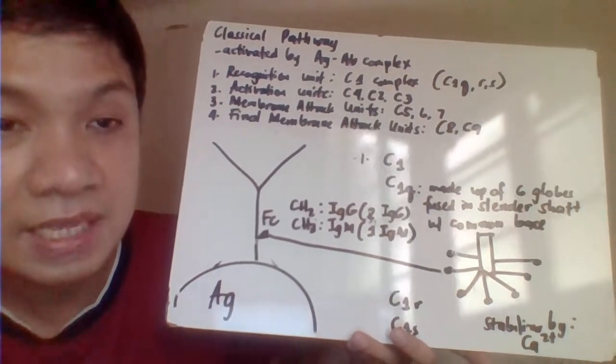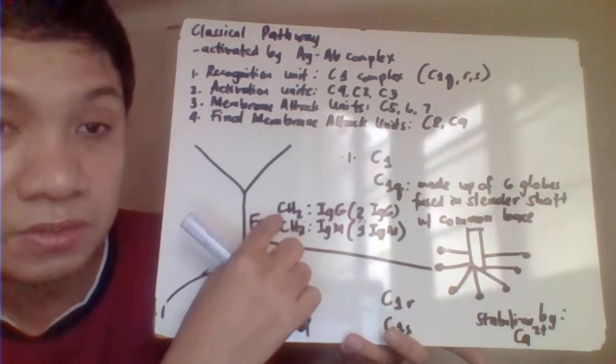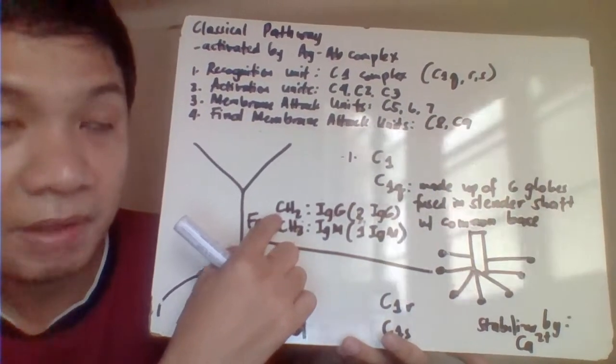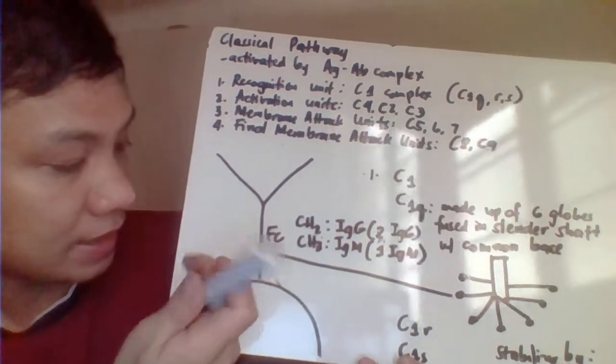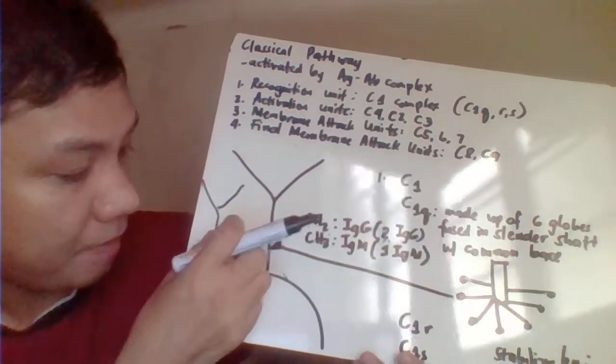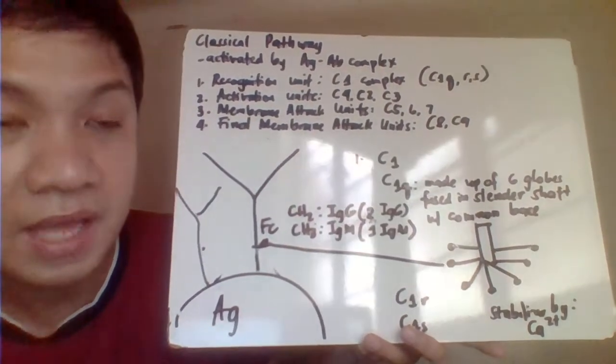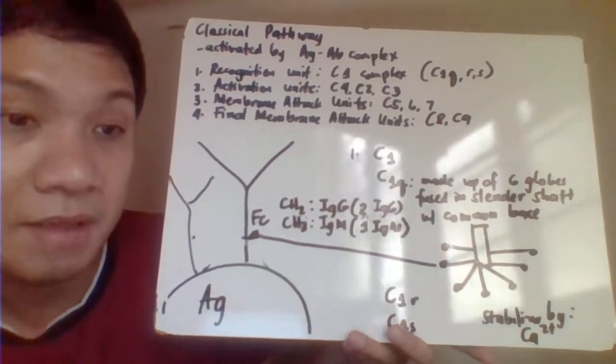If your antibody is an IgG antibody, it will bind specifically here to the CH2. But for that, you need two IgG antibodies. So it will bind to one here and to another one here. Okay, because remember that your IgG antibody is a very small antibody.